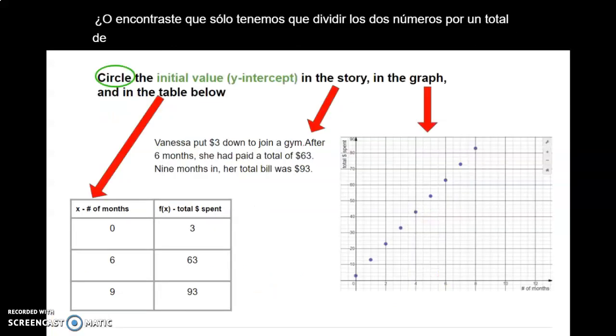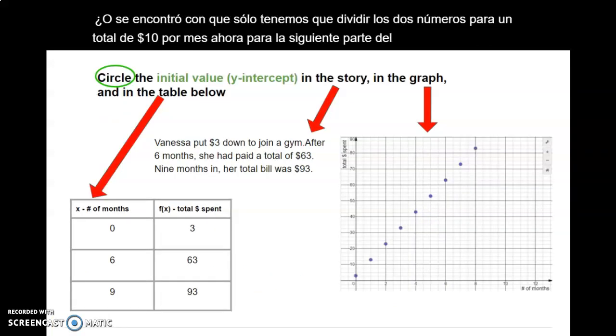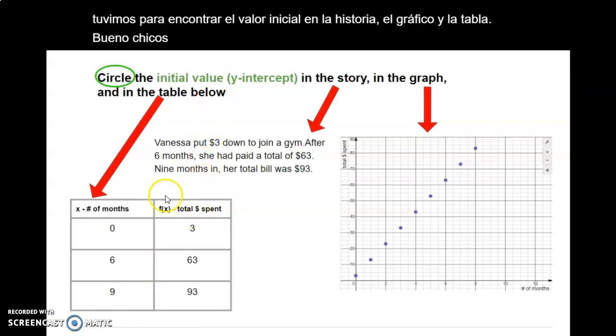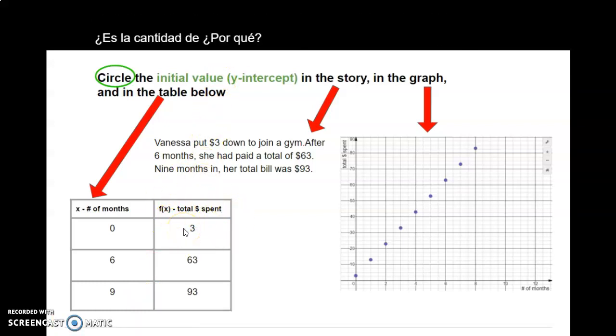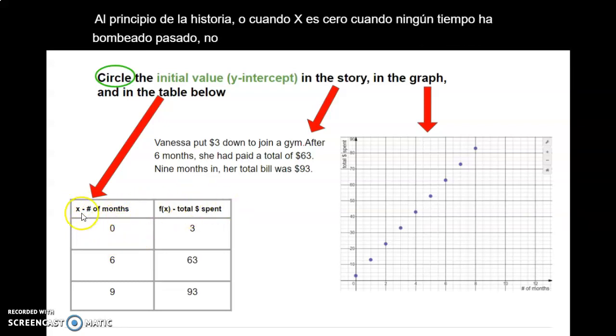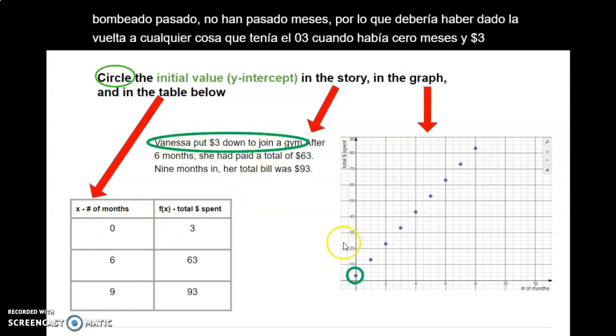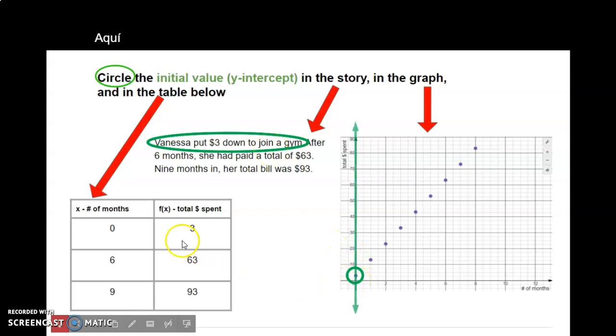Now, for the next part of the warm-up, we have to find the initial value in the story, the graph, and the table. Well, guys, the initial value is the amount of Y at the very beginning of the story, or when X is 0, when no time has passed, no months have passed. So you should have circled anything that had the 0, 3, when there was 0 months and $3 spent. So that would have been here in the story, here in the graph, and here in the table.